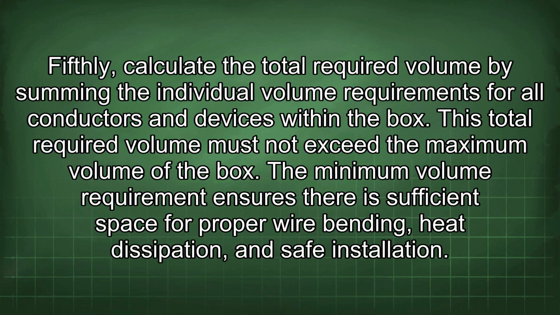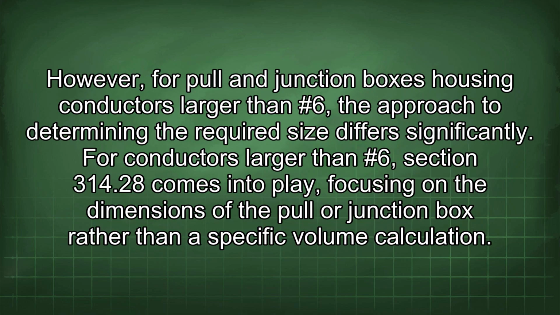Fifthly, calculate the total required volume by summing the individual volume requirements for all conductors and devices within the box. This total required volume must not exceed the maximum volume of the box. The minimum volume requirement ensures there is sufficient space for proper wire bending, heat dissipation, and safe installation. However, for pull and junction boxes housing conductors larger than #6, the approach to determining the required size differs significantly.